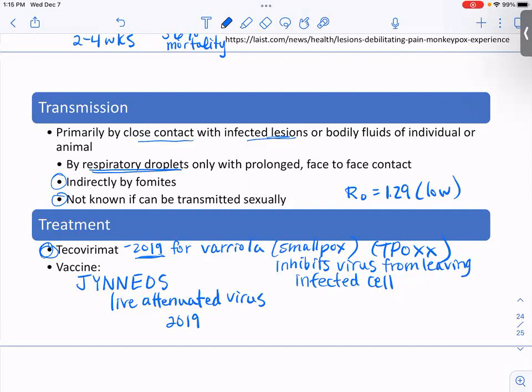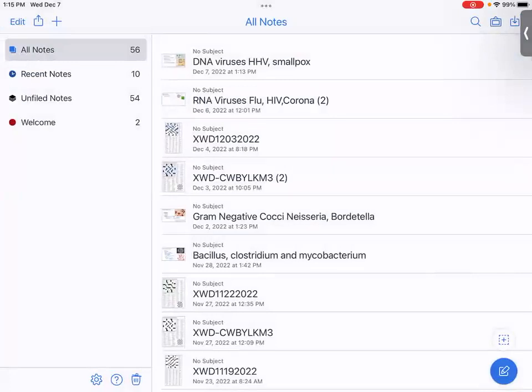But it's interesting. At this time, it's not available just for anybody that wants it. But yeah, that would be a good discussion for some medical ethics class. Okay. All right, let's move on to some RNA viruses. If there are no other questions.